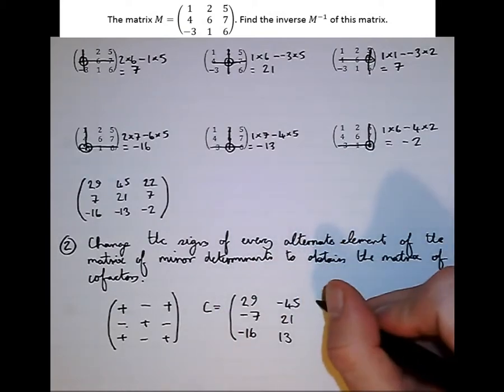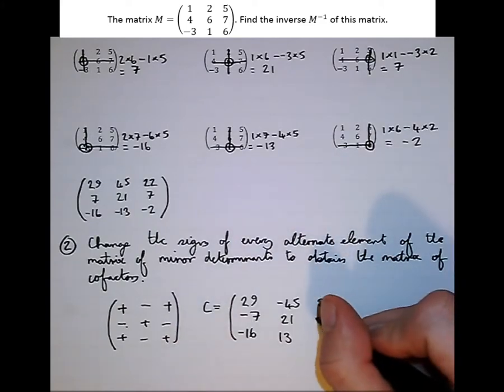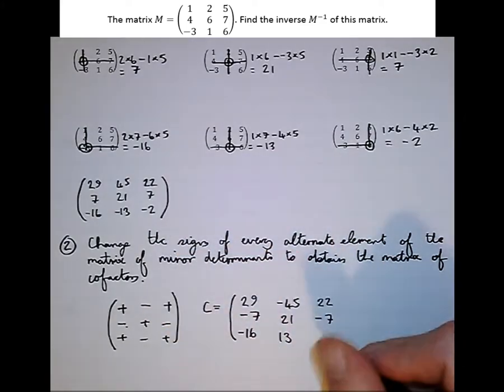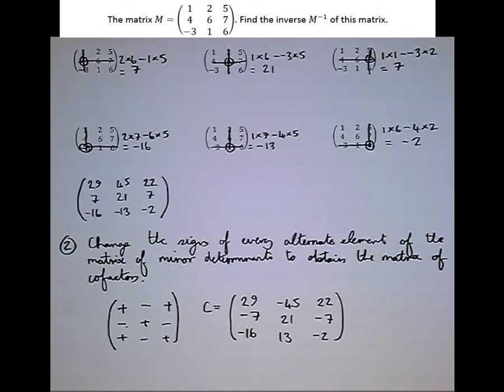Then the top right, no change to the 22, we are going to change the 7, and no change to the bottom right, minus 2. So this is called the matrix of cofactors. We've taken the matrix of minors, applied this sign change to turn it into what's called the matrix of cofactors.